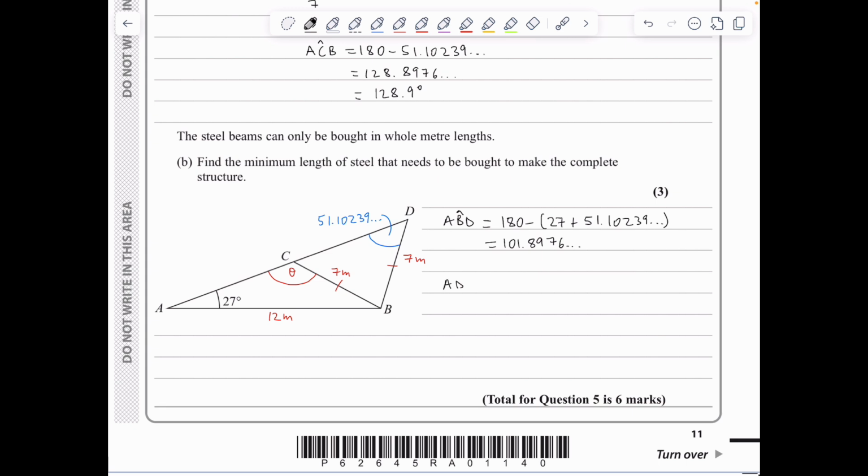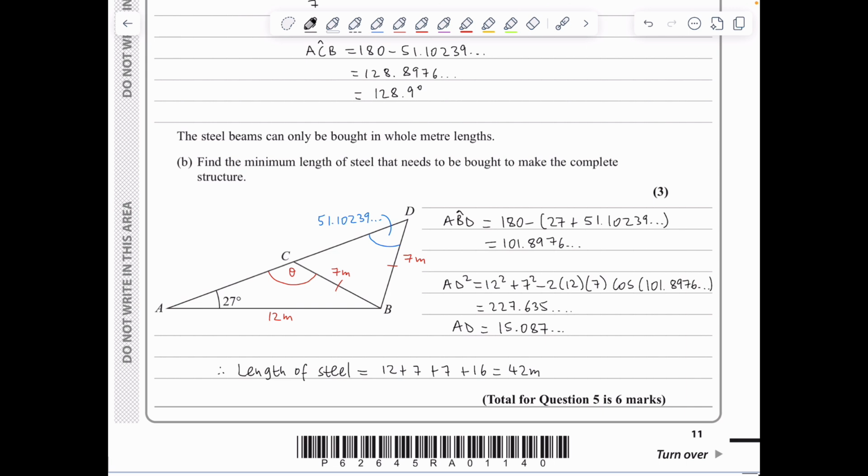So we've got that AD squared is equal to 12 squared plus 7 squared minus 2 times 12 times 7 times the cosine of the angle we just found, so 101.8976... This gives an answer of 227.635... And if I take the square root of this, I get 15.087. And since the steel beams can only be bought in whole meter lengths, we need to buy 16 meters to cover the distance AD, and therefore the total length of steel needed will be found by doing 12 plus 7 plus 7 plus 16, which gives an answer of 42 meters.